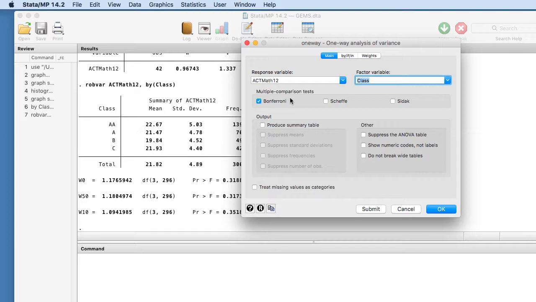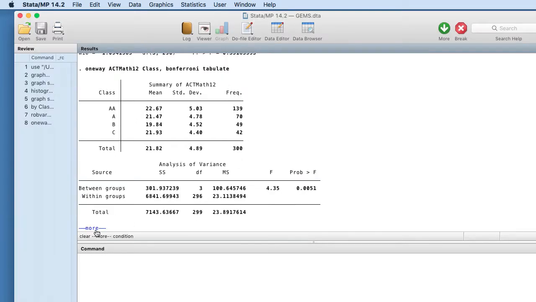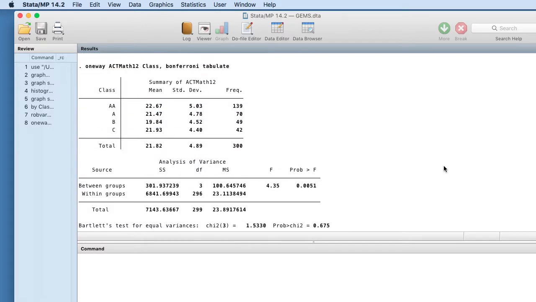And then we might want to do a post hoc test, because if it turns out that there is a significant difference, if the ANOVA is significant, then we need to determine which groups differ significantly from one another. And so what the multiple comparison test or post hoc test does is that it allows us to do multiple comparisons between those class groups, but it holds the type 1 error rate to 0.05. And then we want to get the ANOVA summary table. So I'm going to go OK, and we get our output for the ANOVA.